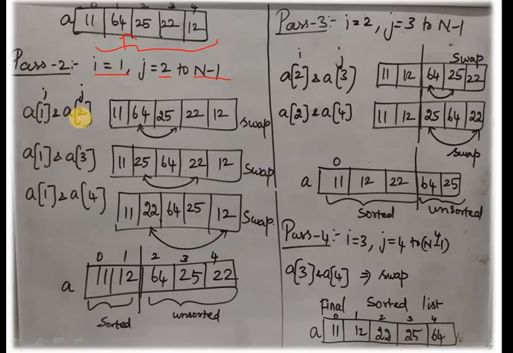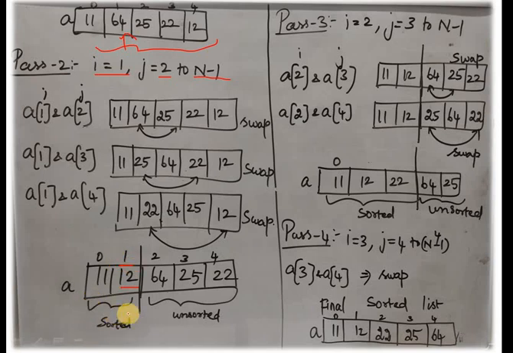So a of 1 is compared with a of 2, a of 1 is compared with a of 3, and a of 1 is compared with a of 4. Finally a of 1 contains the next minimum element. If swapping is needed, swapping is done. Finally we'll get the next minimum element in a of 1, index 1.